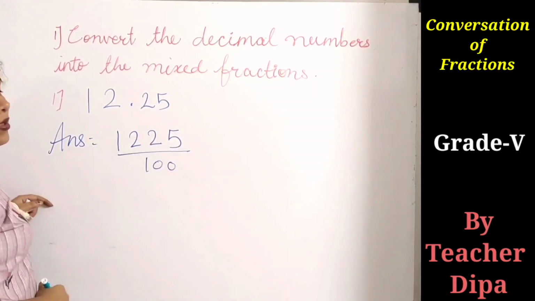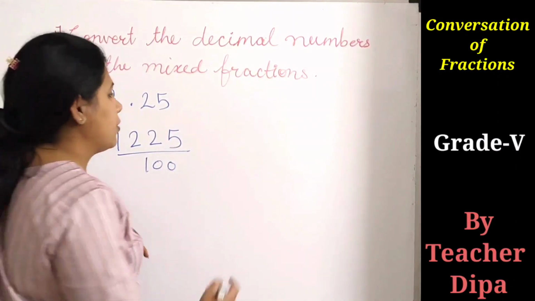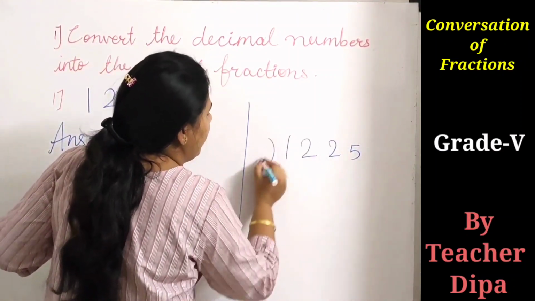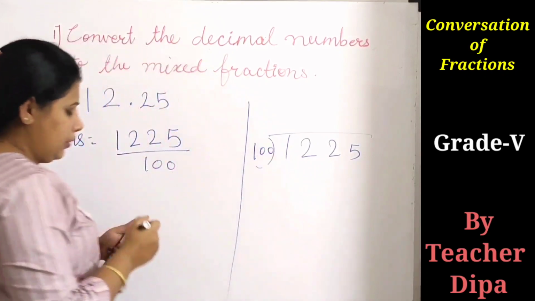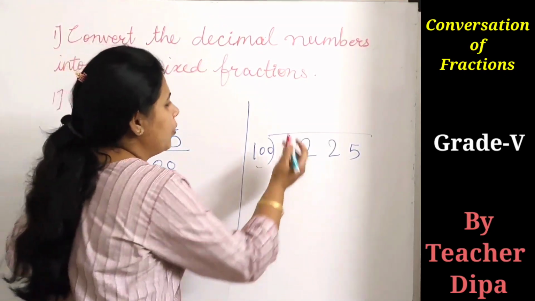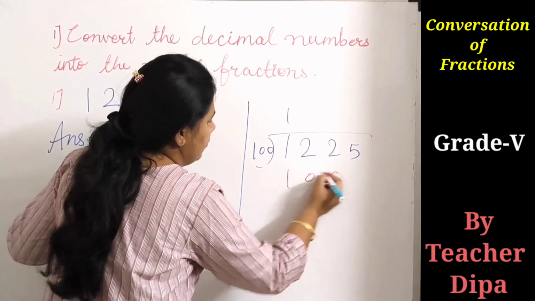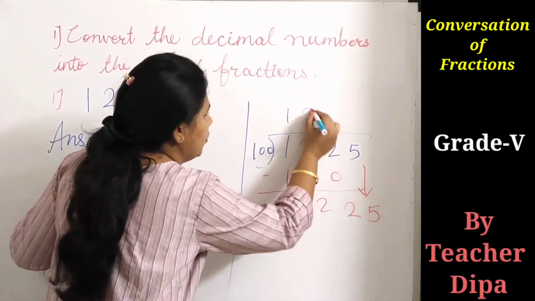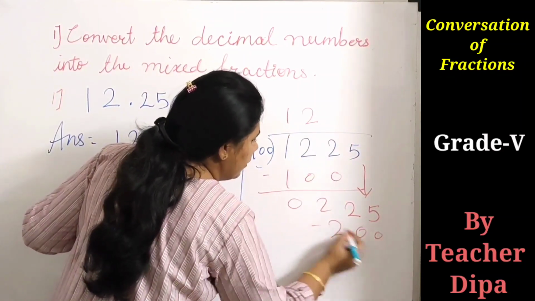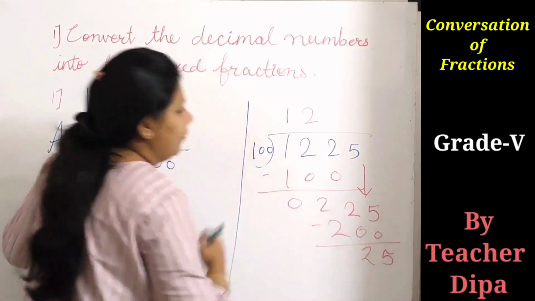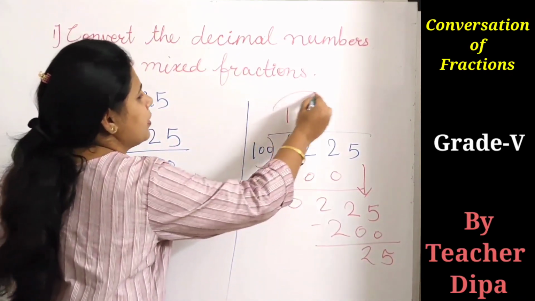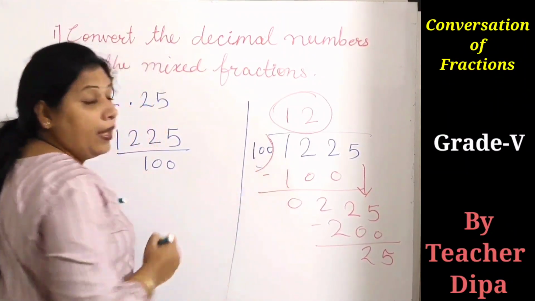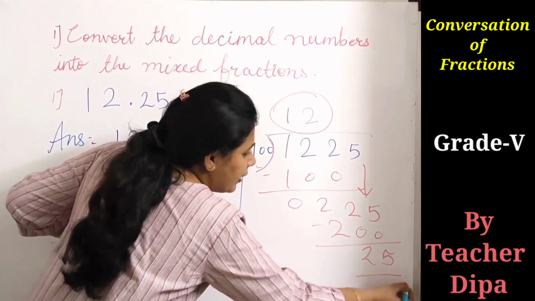So now convert this into the mixed fraction. For that we have to make the division. So 1225 divided by 100. Okay. So the division we all know, 100 here. So 22 is left. I am taking 5 down, 2. Then I am getting 200 here. So now 25 is left. So I am getting 3 numbers in our answer's place. I am getting 12. 100 is my divisor and 25 is my remainder.